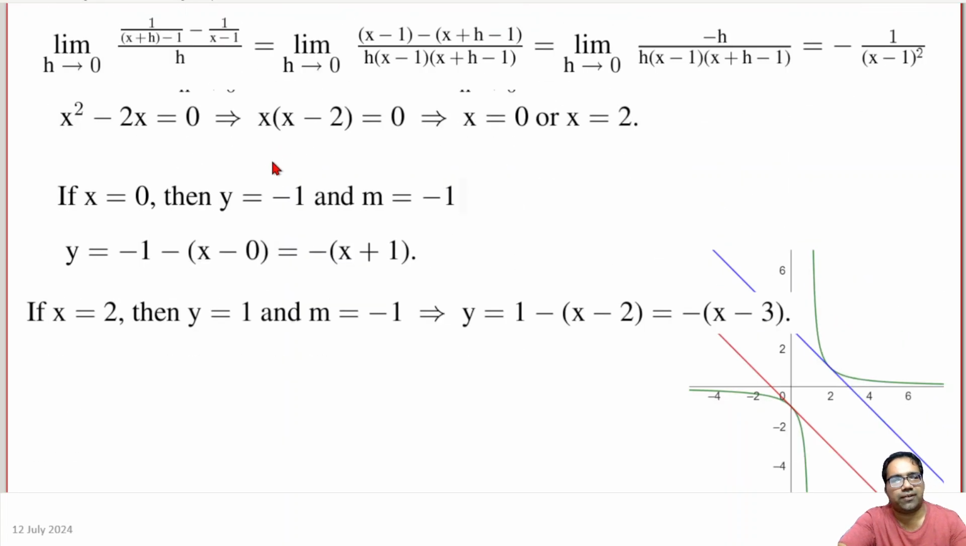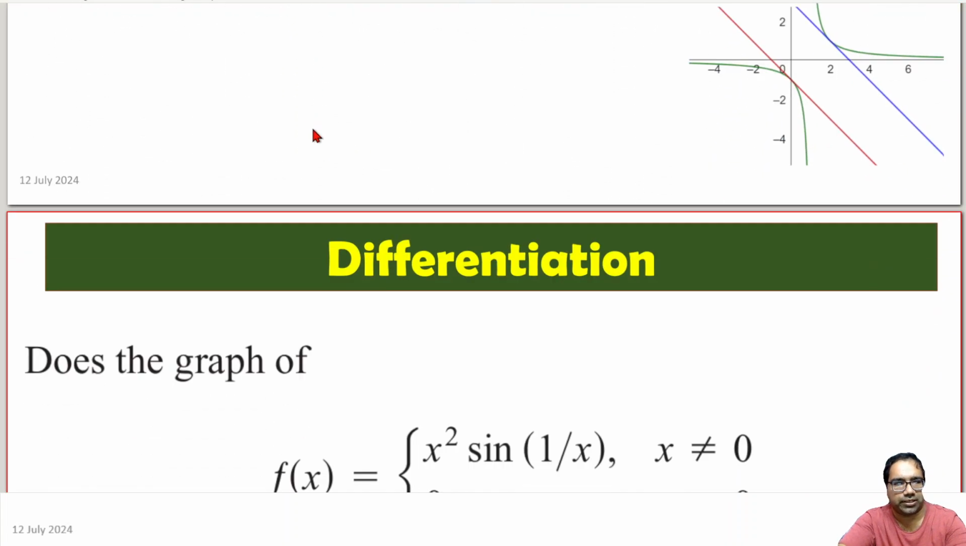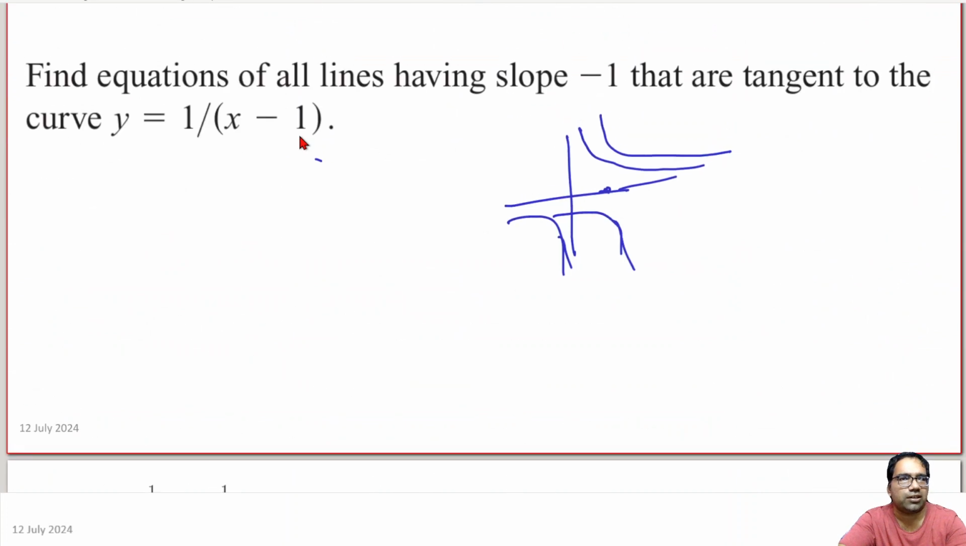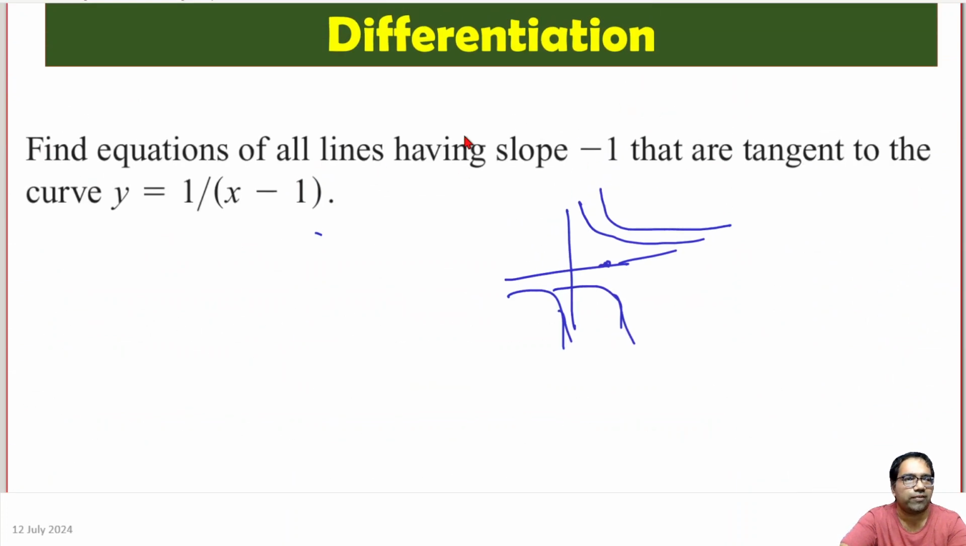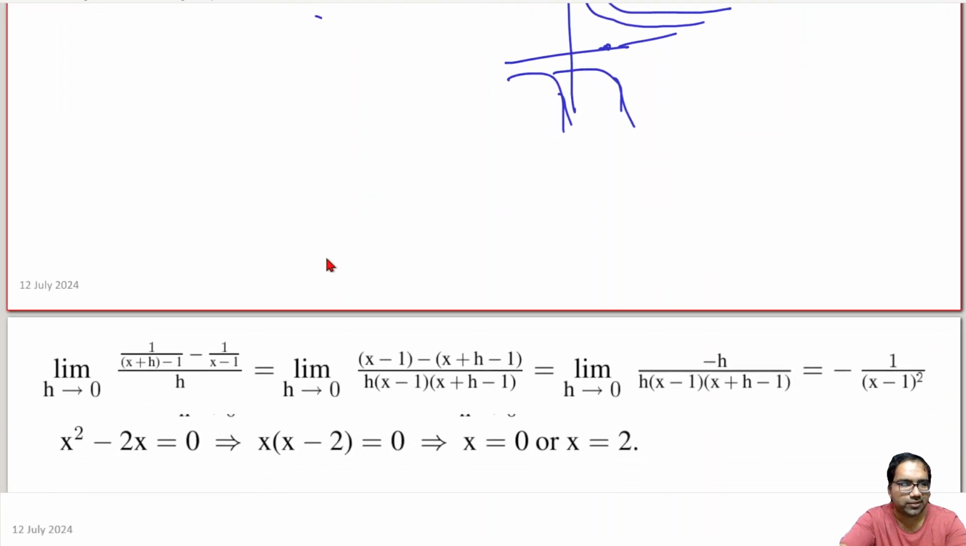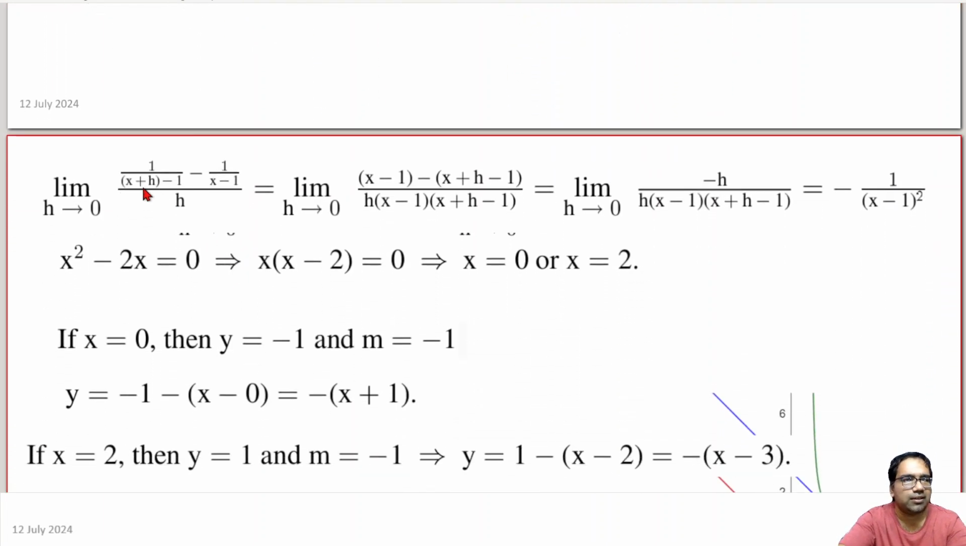Now what we have to find, here we are not given a point, right? Rather we have to find the point. We have to find the lines where slope is equal to minus 1. We don't know what the point is. So let us try to find out. Let us assume that the point is actually equal to x only.